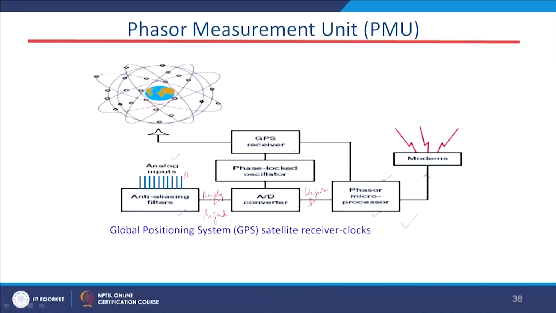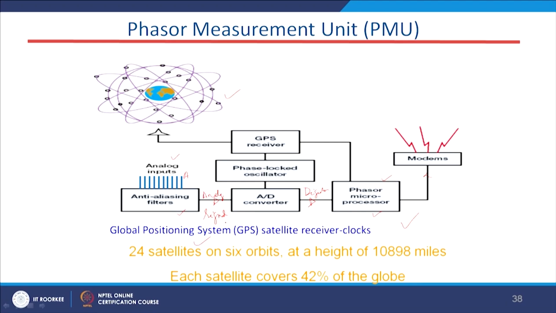And the other part is our global positioning system, that is GPS. We have 24 satellites on 6 orbits at a height of 10,898 miles, and each satellite covers 42% of the globe.